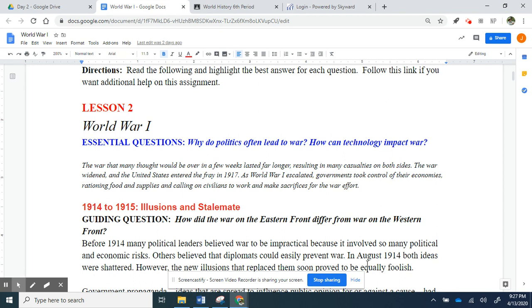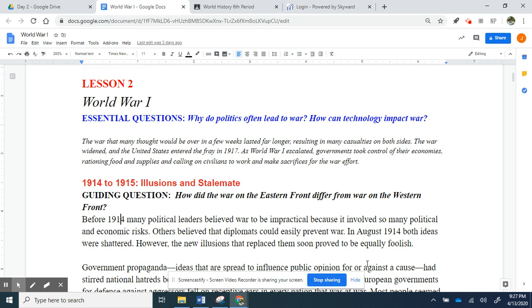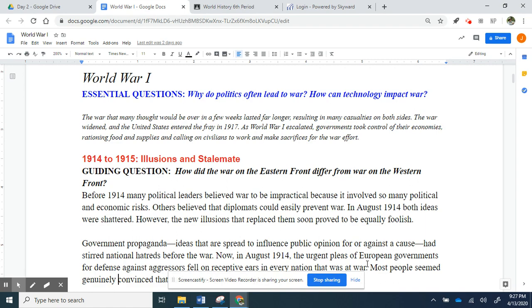1914 to 1915, illusions and stalemate. The guiding question: how did the war on the Eastern Front differ from the war on the Western Front? Before 1914, many political leaders believed war to be impractical because it involved so many political and economic risks. Others believed that diplomats could easily prevent war. In August 1914, both ideas were shattered. However, the new illusions that replaced them soon proved to be equally foolish.